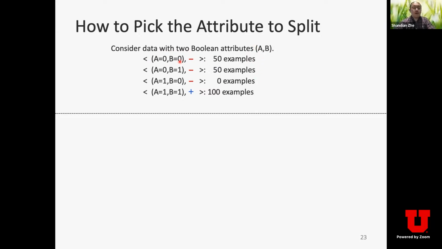If A and B are both 0, we have 50 examples, and all 50 are negative. A is 0 and B is 1: we get 50 negative examples. A is 1, B is 0: we don't have any examples. And for A is 1, B is 1, we have 100 positive examples. Now we consider which attribute we should use to split on this data set, A or B. We can check what the label distribution will be after we use each attribute to split.